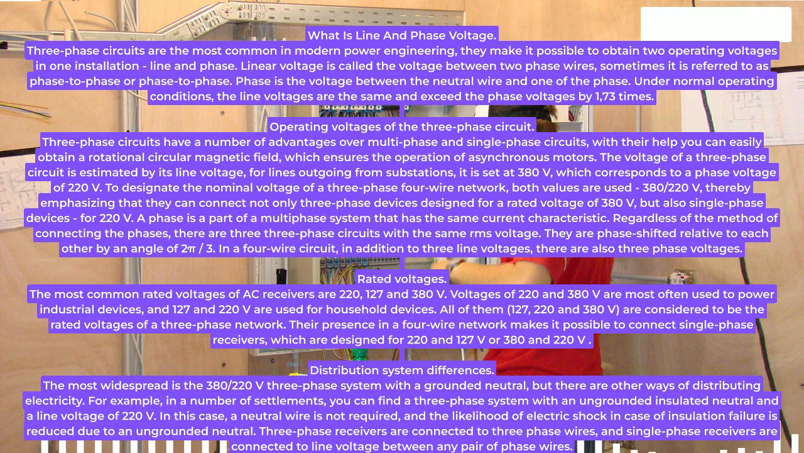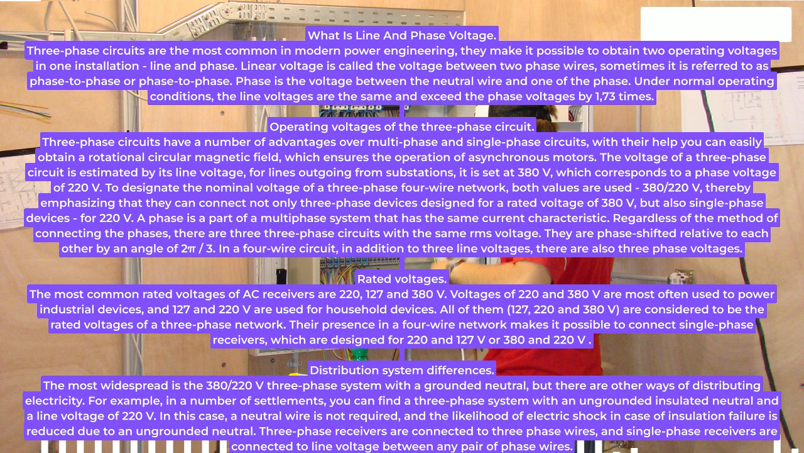Operating voltages of the three-phase circuit. Three-phase circuits have a number of advantages over multi-phase and single-phase circuits. With their help you can easily obtain a rotational circular magnetic field, which ensures the operation of asynchronous motors. The voltage of a three-phase circuit is estimated by its line voltage. For lines outgoing from substations, it is set at 380 V, which corresponds to a phase voltage of 220 V.